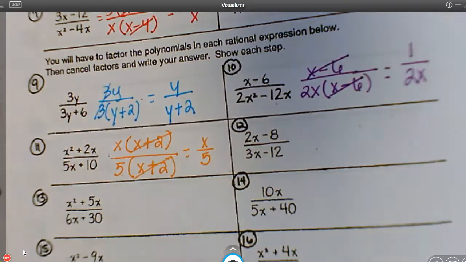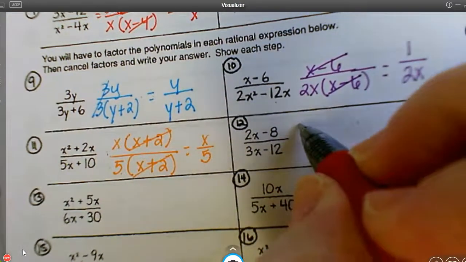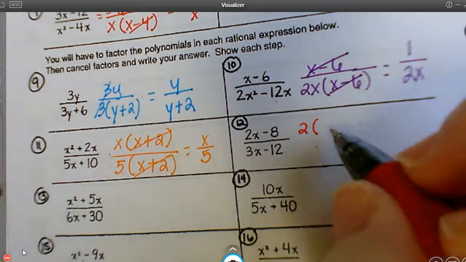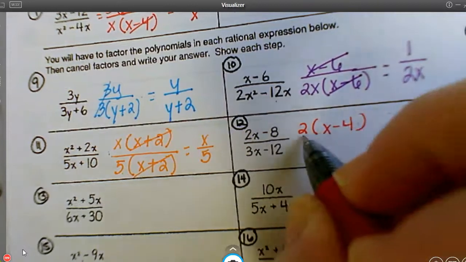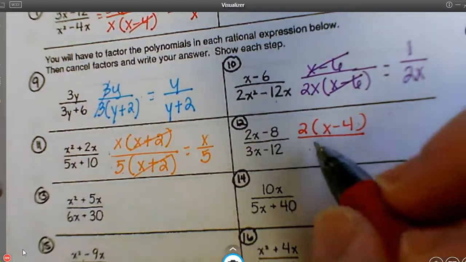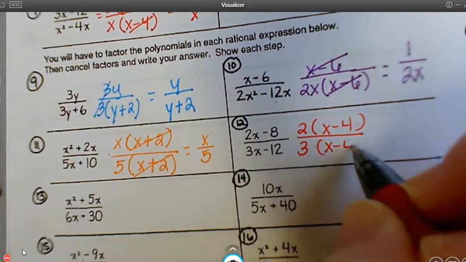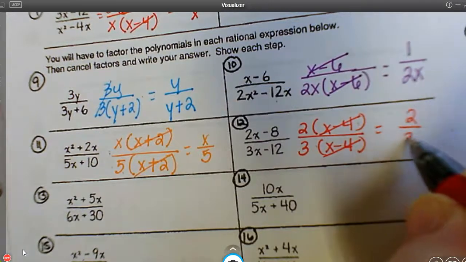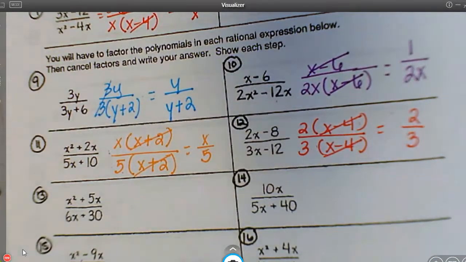Number 12. So greatest common factor on the top is a 2. Divide them both by 2, and you're left with x minus 4. On the bottom, we can factor out a 3. Again, you're left with x minus 4. Those both go away, and you get 2/3.